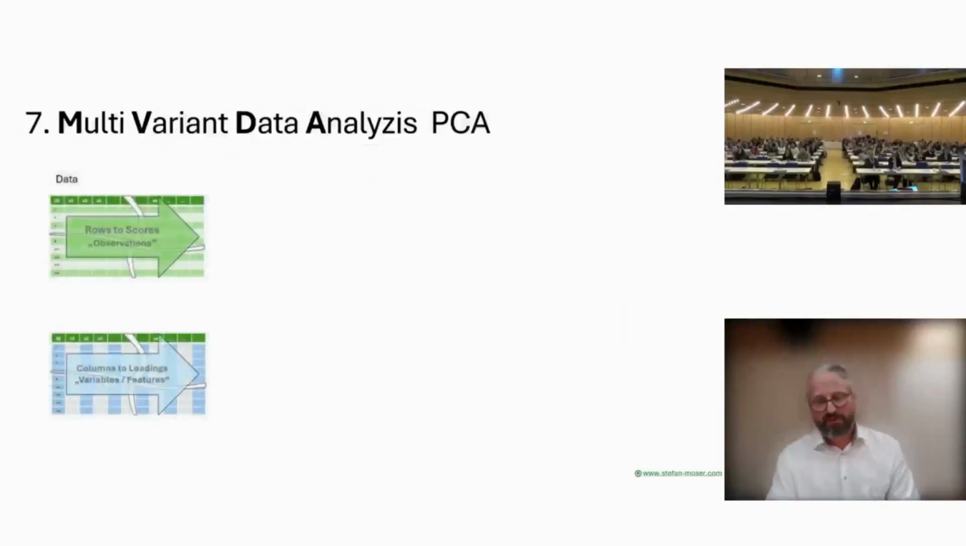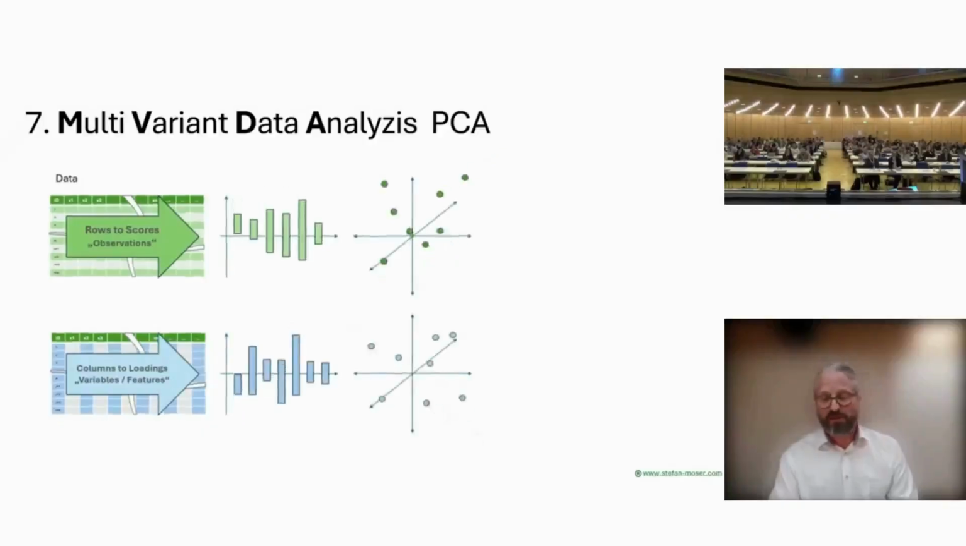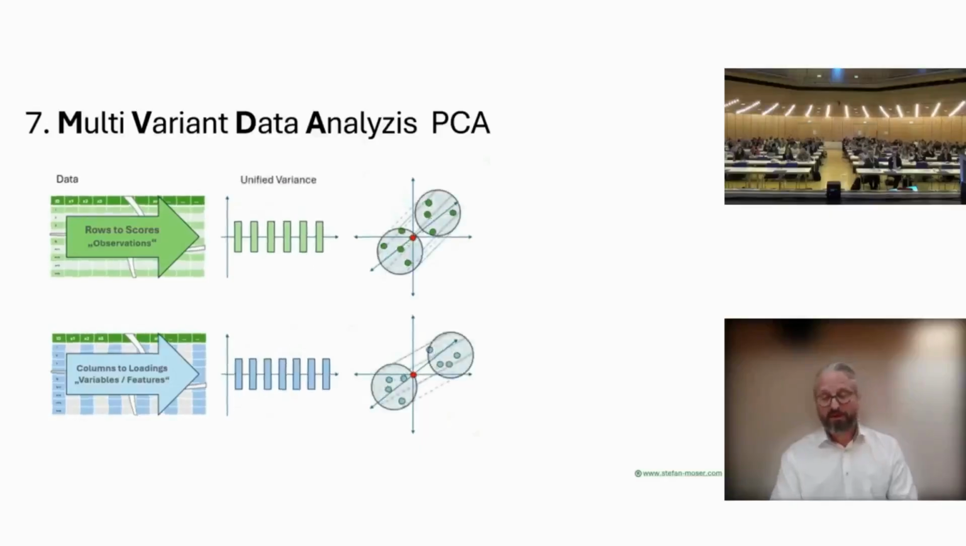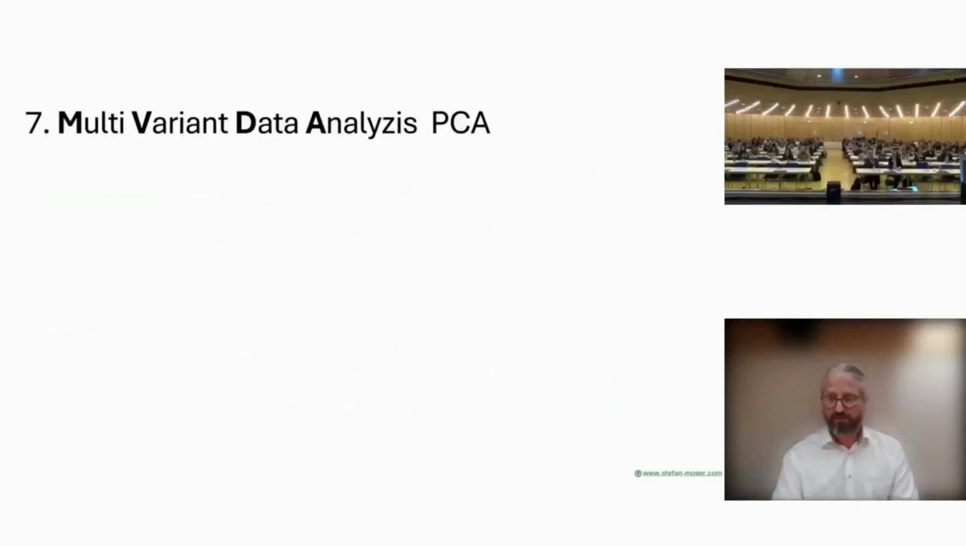Before we move into statistics, we prepare the data carefully. We need to do some scaling like Pareto or unit variance, transforming the data, sometimes with log, and replacing missing values if needed. The goal is simple: make all signals comparable so that differences truly reflect biology and not measurement noise. Pre-processing is often underestimated, but it's what separates meaningful models from misleading ones. Only with clean, well-prepared data can we draw reliable conclusions.